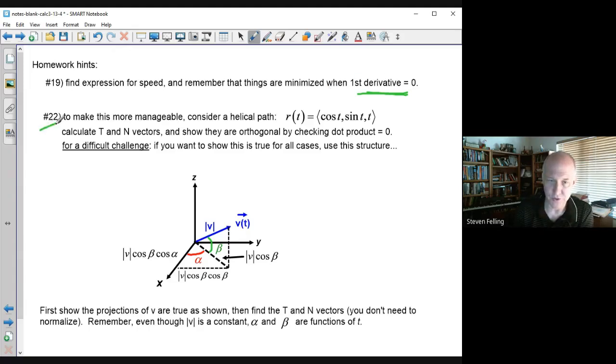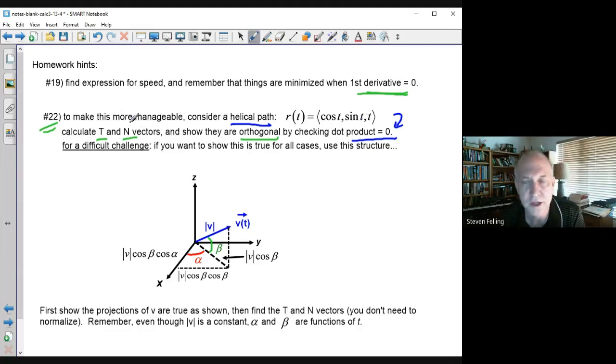For number 22, I believe we're trying to show that the t and n vectors are always orthogonal, right? And so to make it more manageable, what you could do is just consider a helical path as an example, maybe, and then use the parameterization that r is cosine t, sine t, and then just verify that this is true because the dot product is 0 when you go through and find the t and n vectors, right? If you really, really want to challenge yourself, you can prove this is true in all cases, but to do that, you have to have a general expression for r, right?